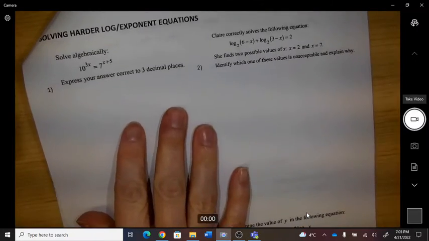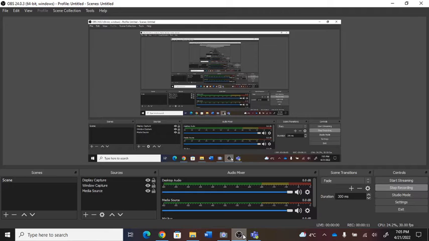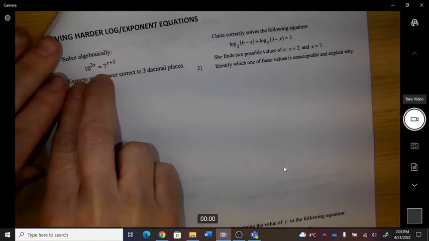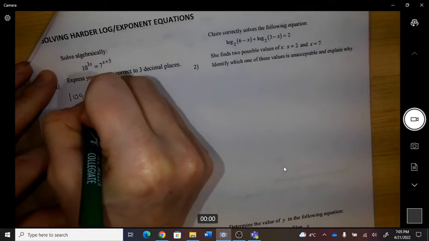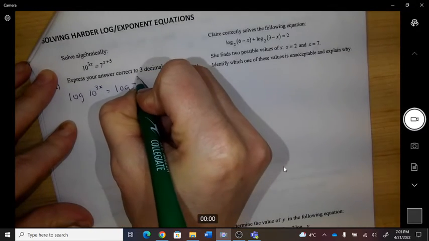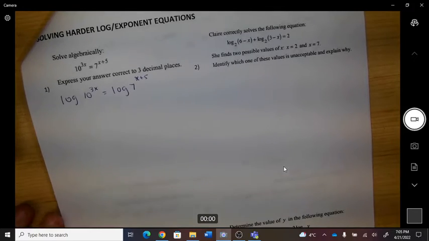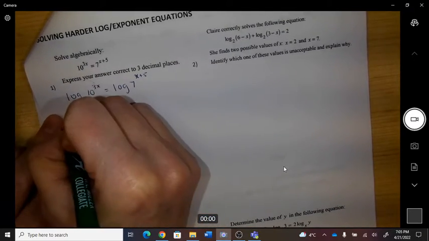Solving harder log exponent equations. Okay, so we can't write 10 and 7 using the same base, so we're going to log both sides. Now, using the rules, I'm going to move the exponent into the front.